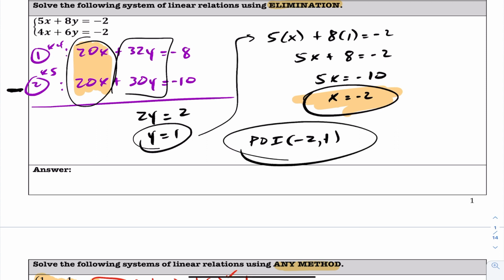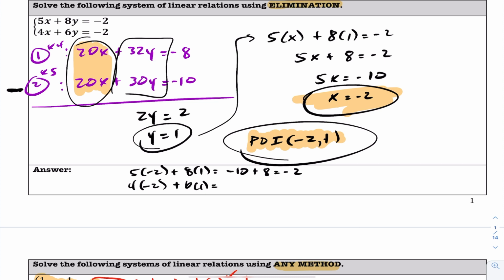Notice if I wanted to do a quick check just to make sure I got that question right, what we're going to do here is take this point here, negative 2 and 1. I'm going to sub it into both equations. So I've got 5 times negative 2 plus 8 times 1. That's got to come out to be negative 2. Well, if I do the calculation on this, I get negative 10 plus 8, and that is in fact negative 2. Sub this point into my second equation. You have to sub it into both, just to remind you. So x is negative 2, and y is going to be 1 here. We get negative 8 plus 6 is again negative 2. So it satisfies both equations, and this is the point of intersection.